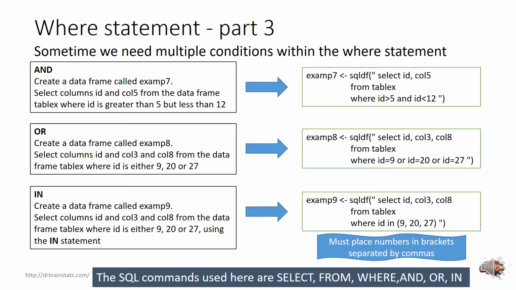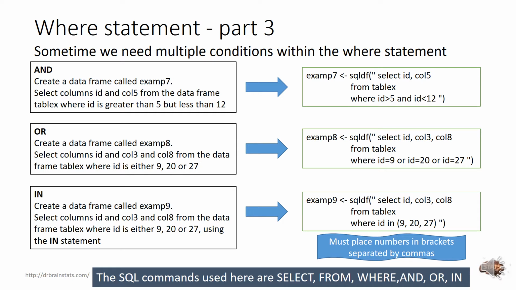Sometimes within a where statement, we will need multiple conditions. This slide introduces and, or, and in. For the and example, we're going to select columns ID and col5 from a data frame tab X, where ID is greater than 5 but less than 12. As we can see from results, just look at the where statement. See where ID is greater than 5 and ID less than 12. It's that simple, that's straightforward.